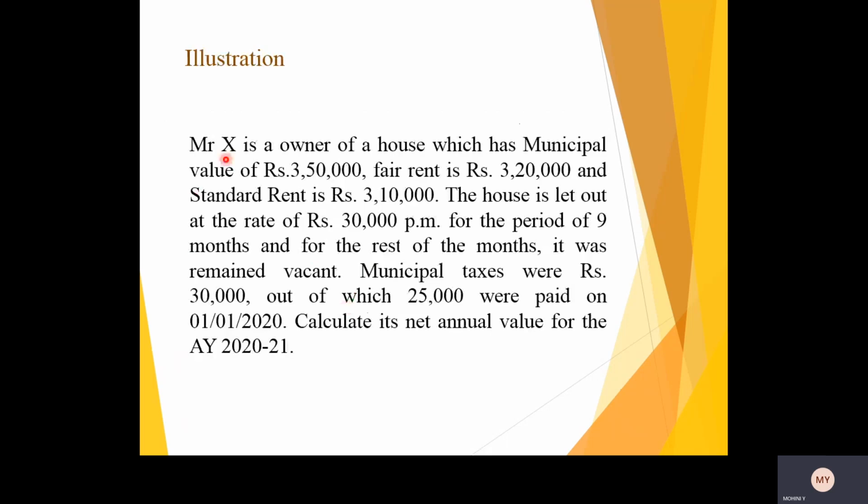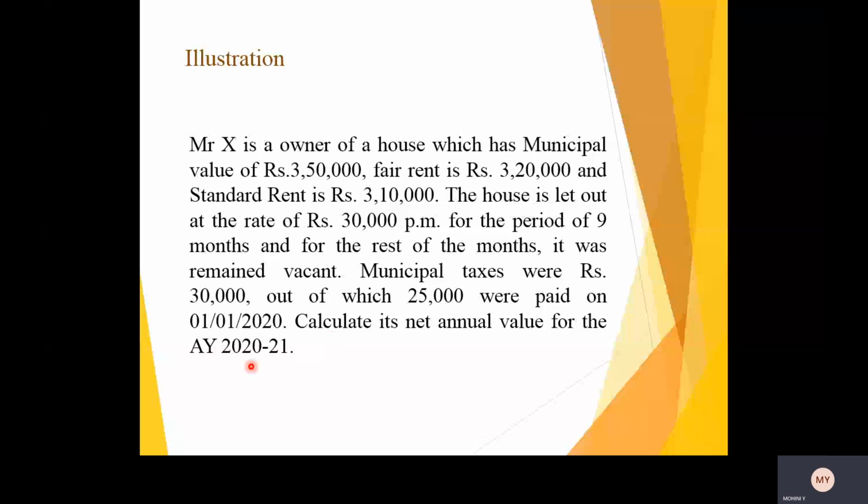Mr. X is the owner of a house which has a municipal value of rupees 3,50,000. Fair rent is 3,20,000 and standard rent is 3,10,000. The house is let out at the rate of rupees 30,000 per month for a period of 9 months, and for the rest of the months it remained vacant. Municipal taxes were rupees 30,000, out of which 25,000 were paid on 1st January 2020. Calculate its net annual value for the assessment year 2021. It means it is for the previous year 2019-20.